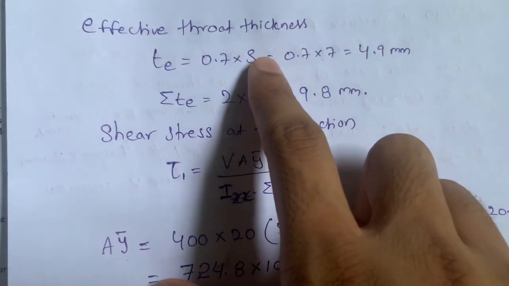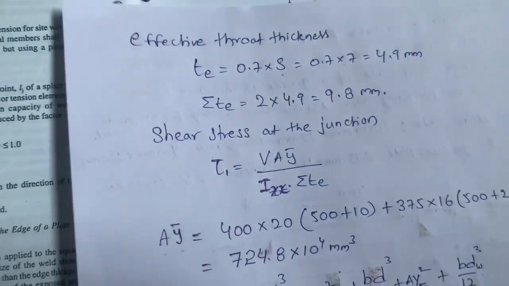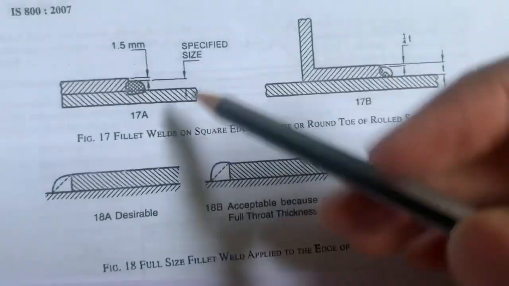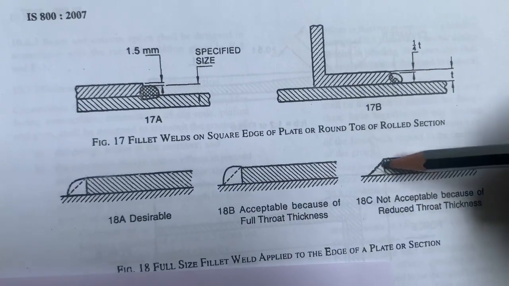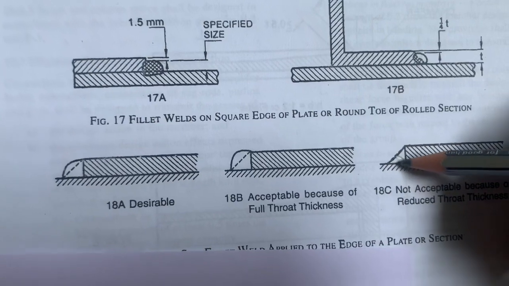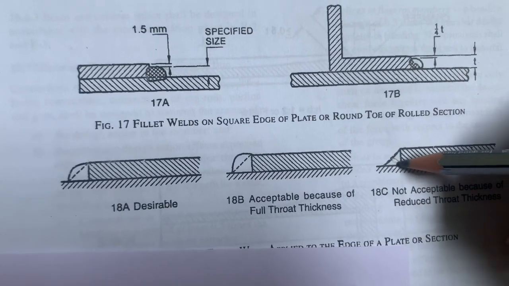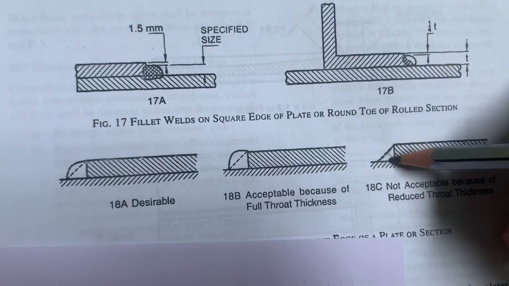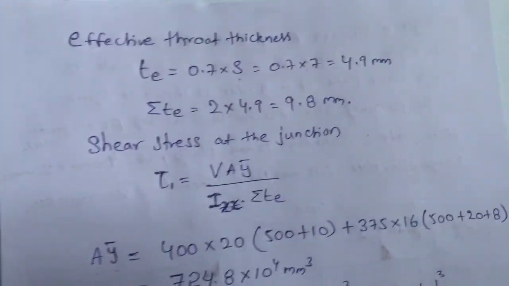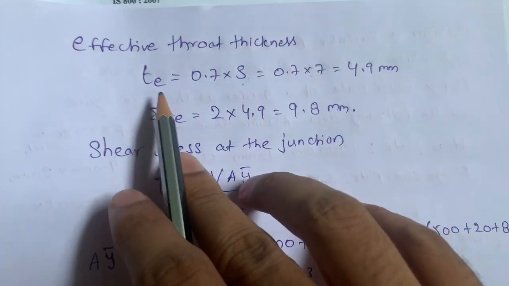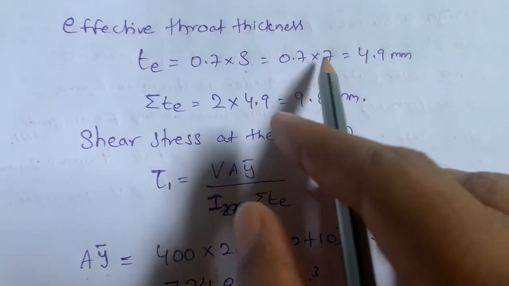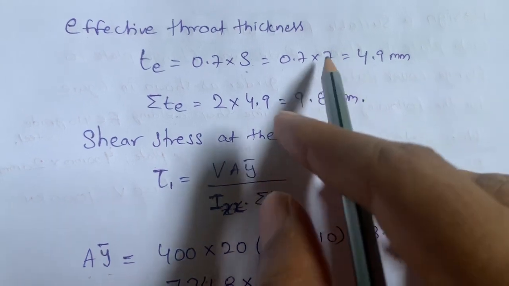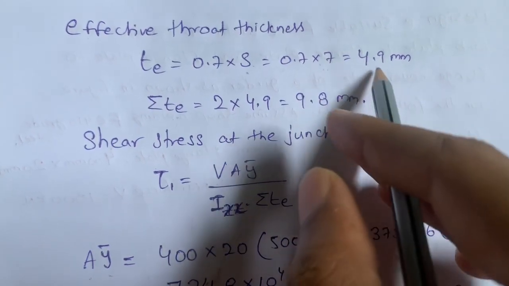After that, we need to find the effective throat thickness. We are already familiar with the throat thickness. Here you see the welds. This is the welding portion, and this is the welding portion. Suppose our weld is like this. This is the throat thickness, from this point to here. T equal to 0.7 into S. This formula is specified by the code: 0.7 times the size of the weld. Our size of the weld S is assumed as 7, so T is 4.9.